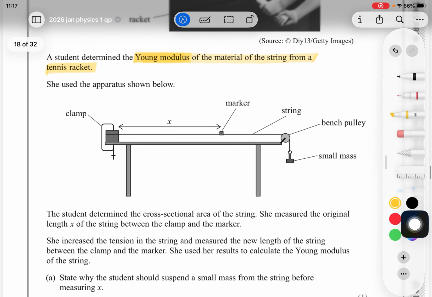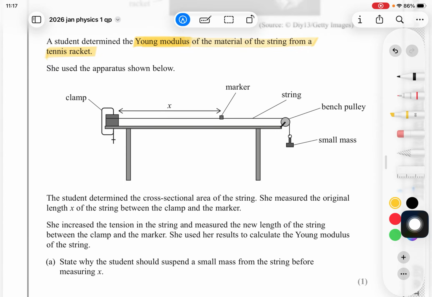To do that, there's a simple setup here. The student determines the cross-section area of the string, so they do have the cross-section area. She measured the original length x of the string, which is between the clamp and the marker.